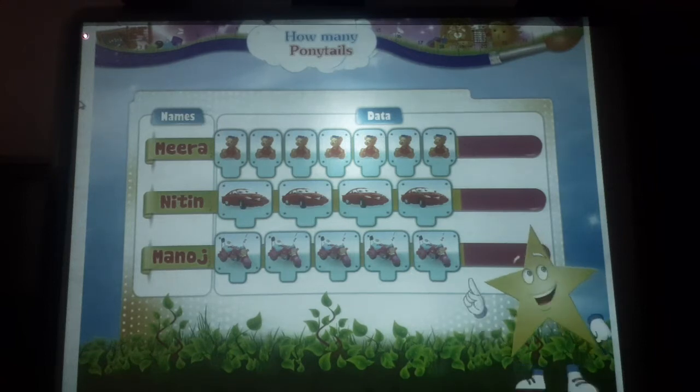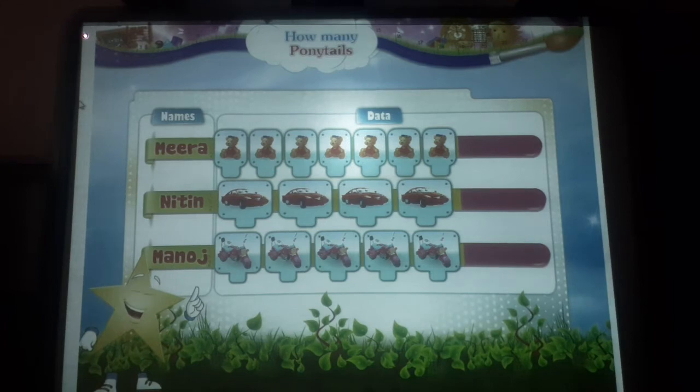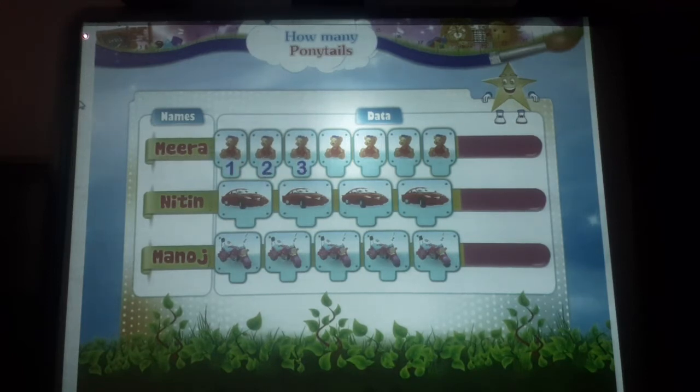Now, look at this picture. Let us read the data given here. Here we have the data about the toys that Meera, Nitin and Manoj have. Meera has 1, 2, 3, 4, 5, 6, 7 teddies. Nitin has 1, 2, 3, 4 toy cars. Manoj has 1, 2, 3, 4, 5 bikes.